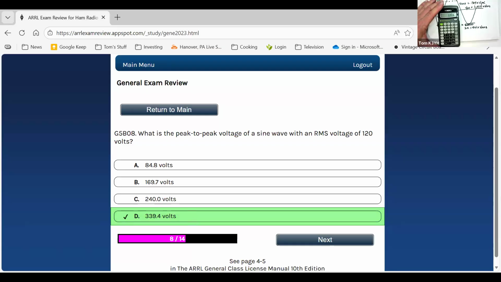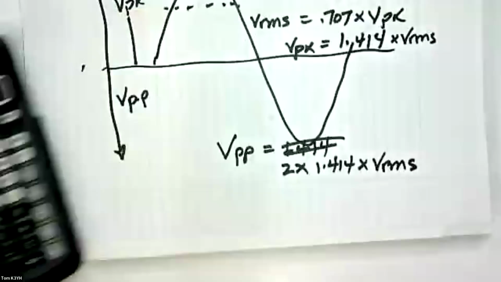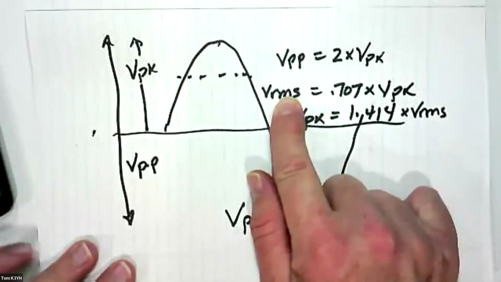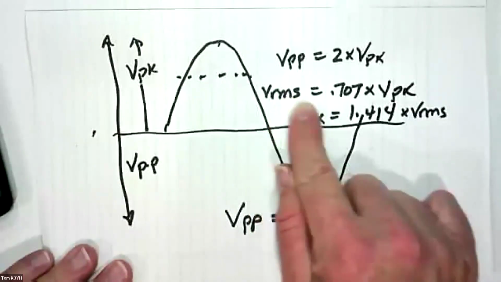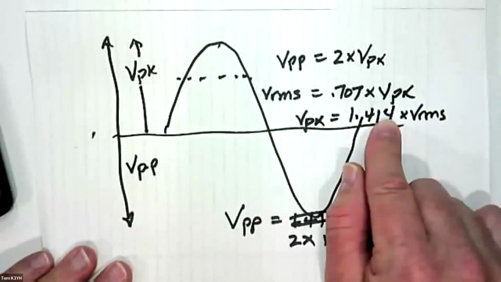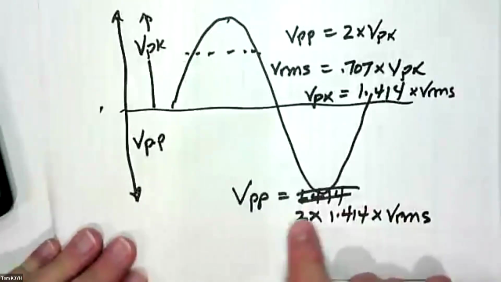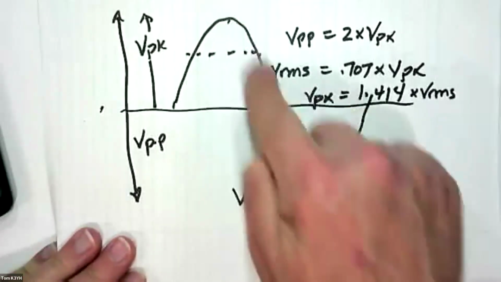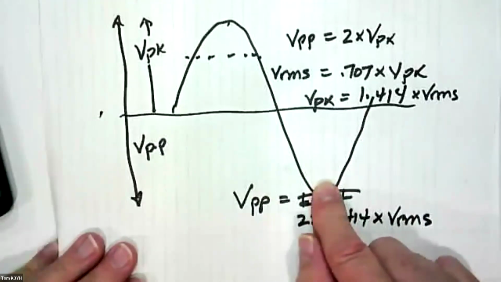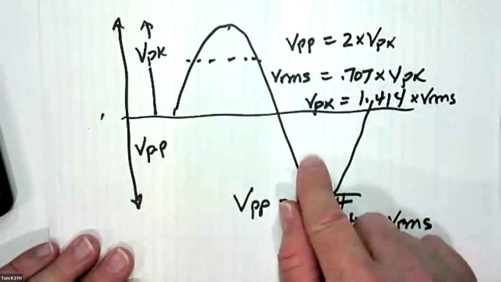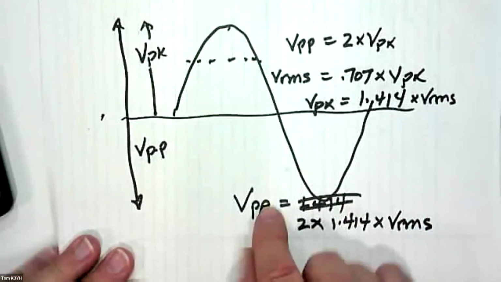Okay, so let me go back again and run through it real quick. They give me VRMS. So I need to get the peak to peak. So I have to multiply it times 1.414 to give me the peak. I have to multiply it times 2 to give me the peak to peak. So VRMS times 1.4 times 2 is the V peak to peak.